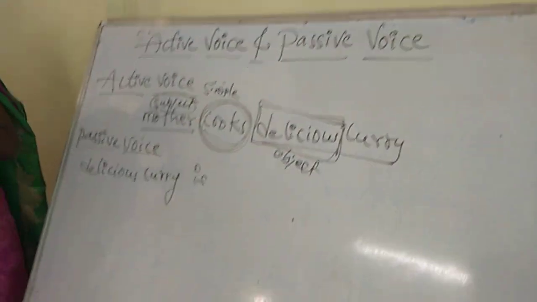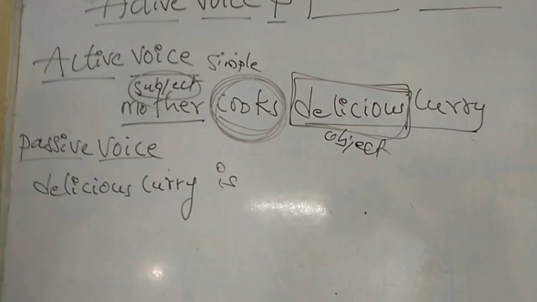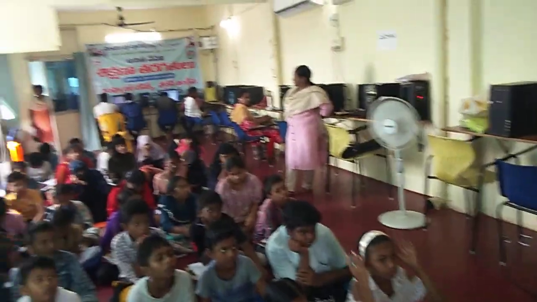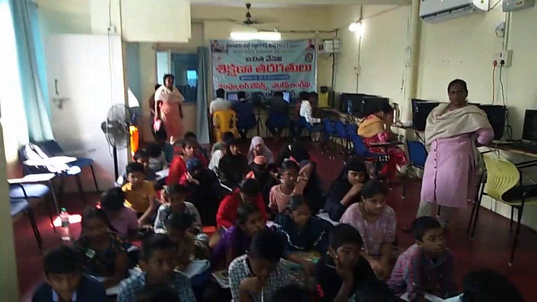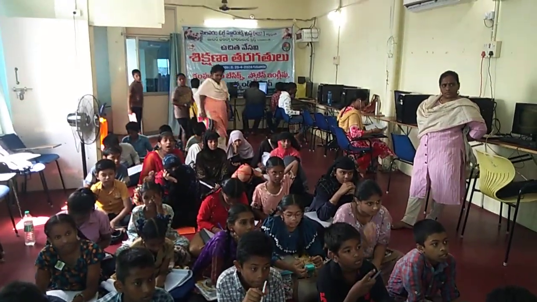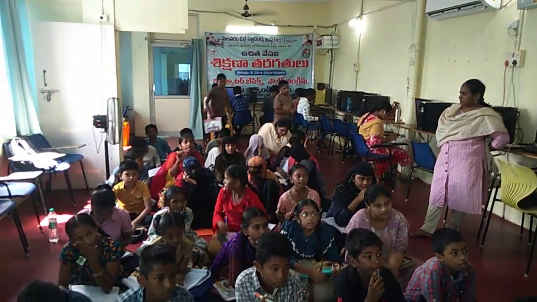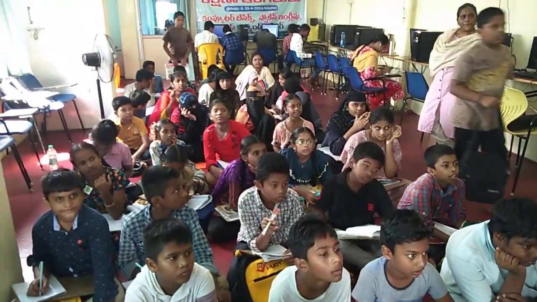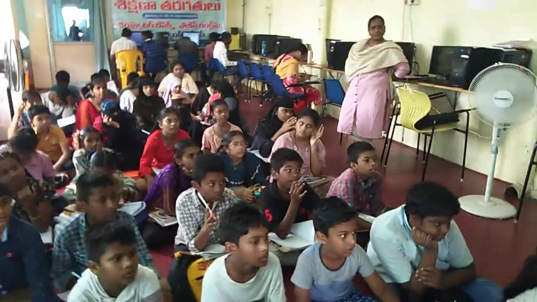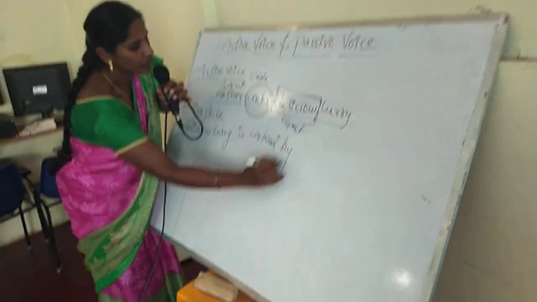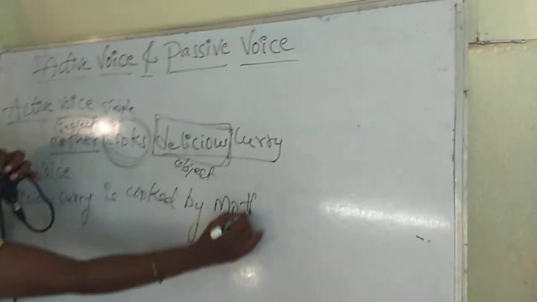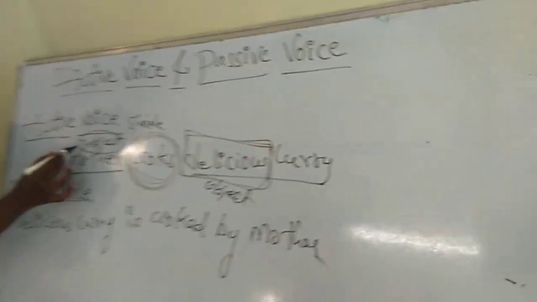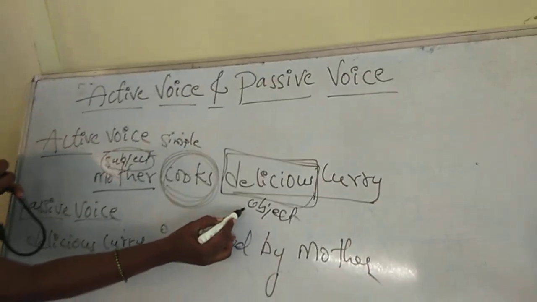is. No, was means if it is in past tense, we have to write in a past tense. But it is in simple present tense. So we have to write in present tense only. Yes, was it will be. Okay, understood. So the delicious curry is cooked by mother.